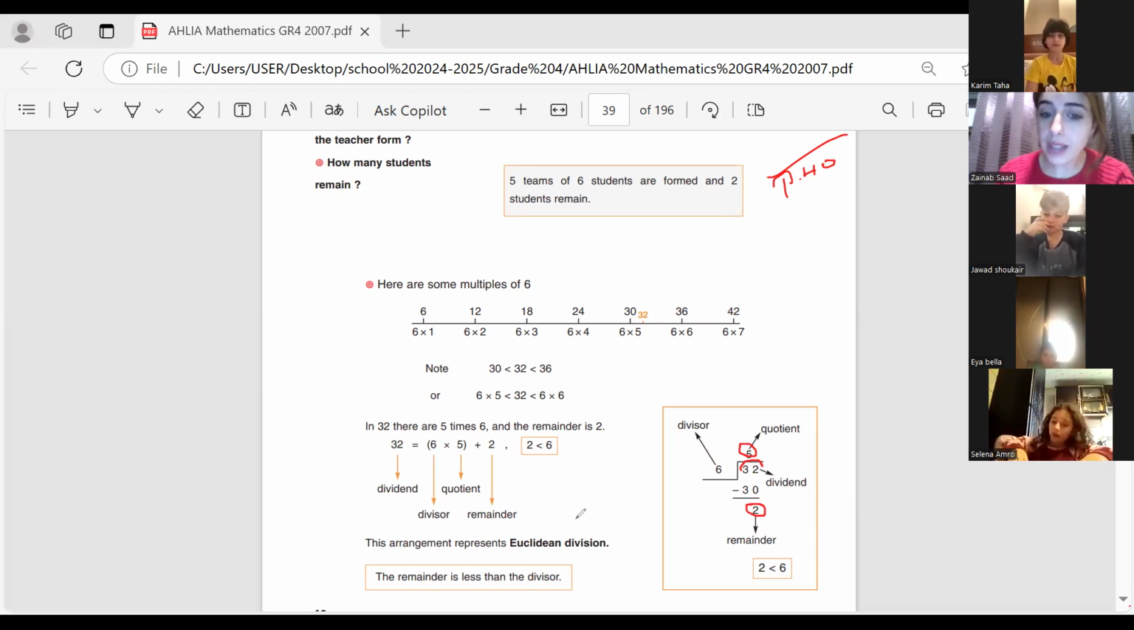To write a Euclidean division, we have to find the dividend first. So we write the dividend, it is equal, we open the parentheses, to the divisor times the quotient, which is 6 times 5, plus finally the remainder, which is 2.